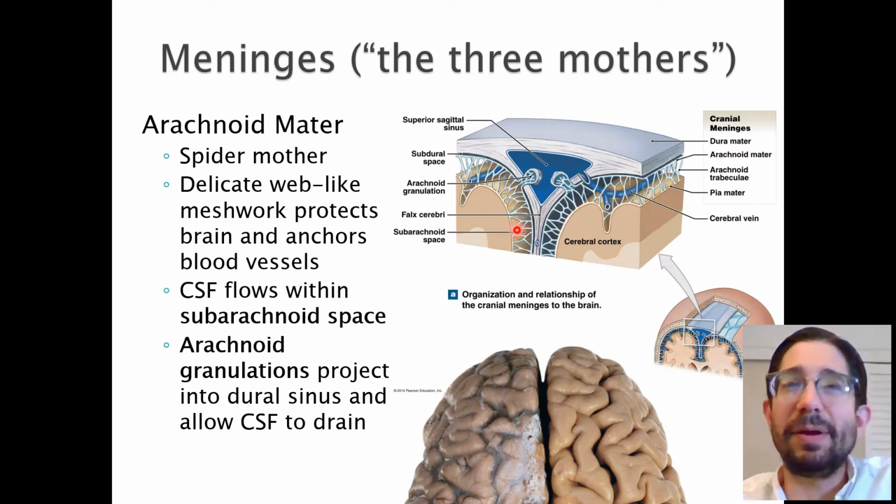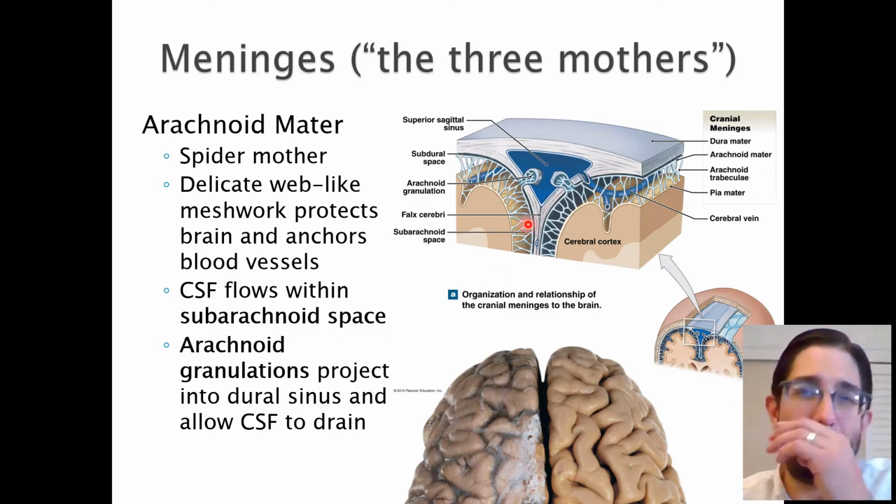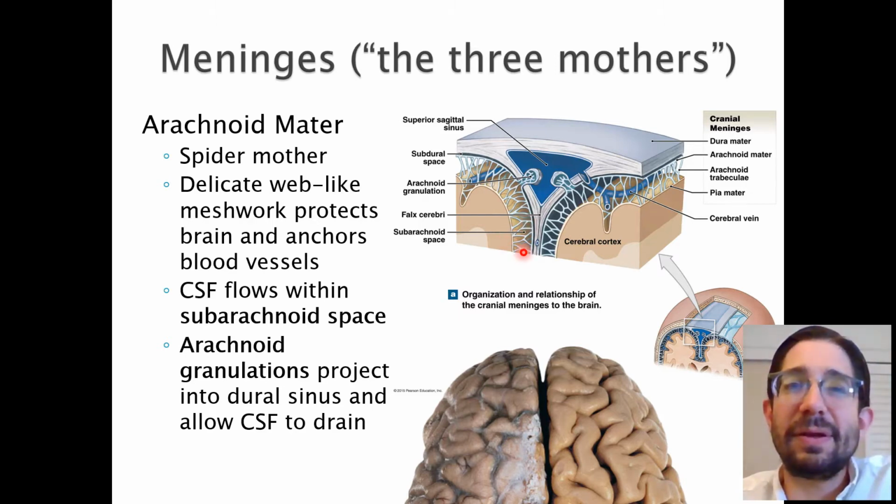This is where you've got a bunch of CSF flowing. When the video earlier talked about the brain kind of floating or being buoyant inside of CSF, this is the little bit of CSF that surrounds the whole brain and allows it to float in that CSF. So the subarachnoid space under the arachnoid mater is filled with CSF.